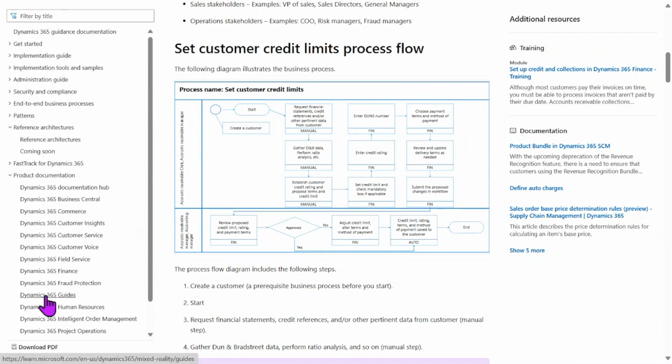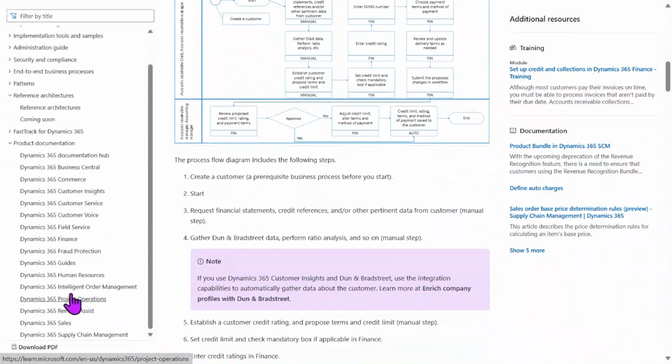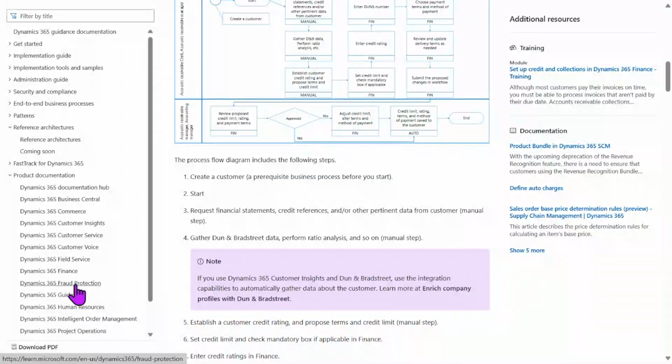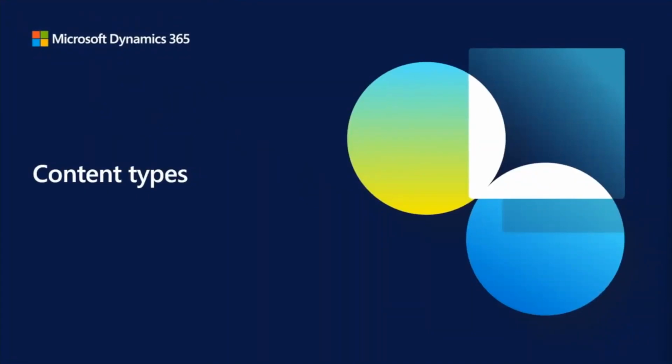So if you're in the guidance documentation, you can pop over to the documentation hub, or you can click to go to any one of the products' documentation directly from here. So this makes it very easy to navigate back and forth between the product documentation and the guidance documentation. Many of our articles have links out to product-specific documentation as well, so there's a lot of cross-linking and referencing available there.